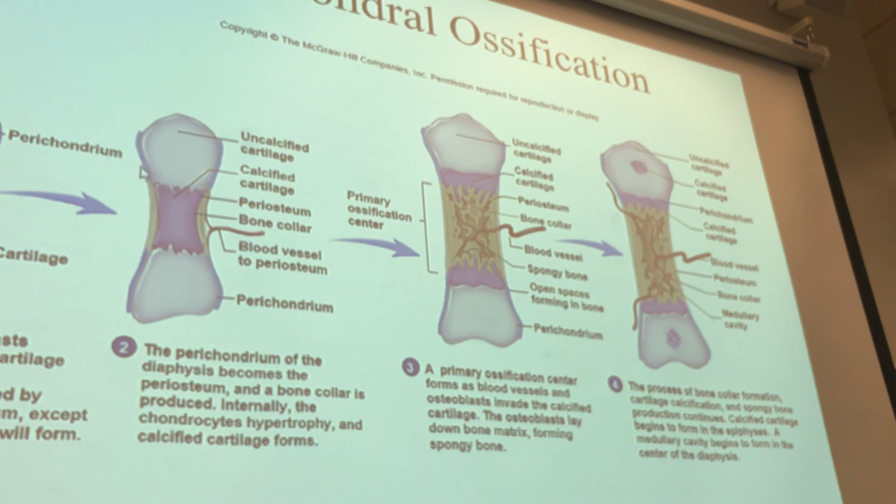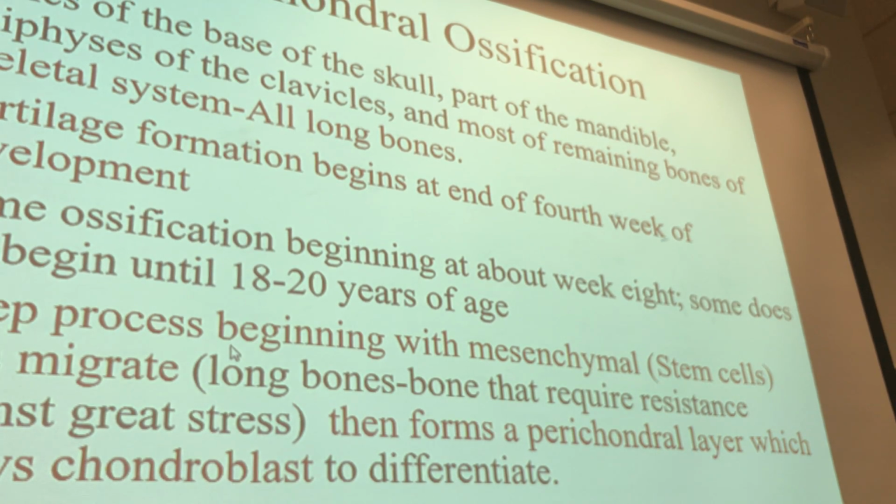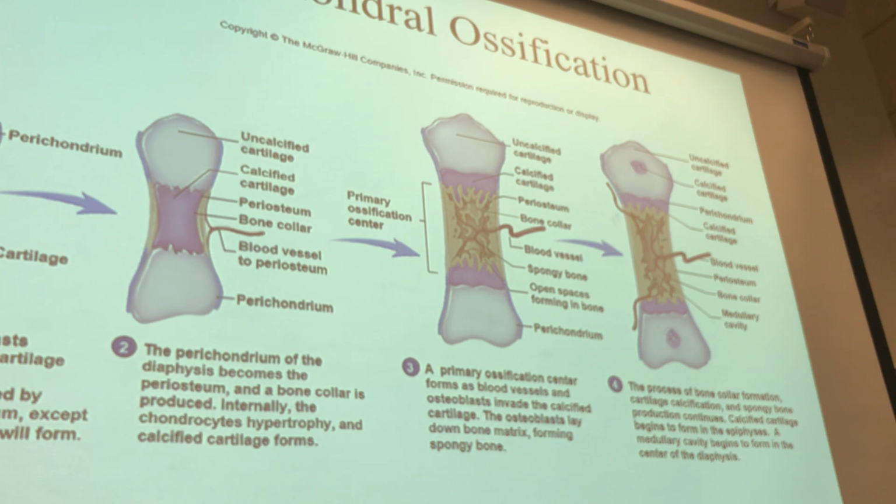So let's see what it looks like right away. So you have these cells, the mesenchymal cells, right? They're going to start to migrate to the site where you actually need the bone. As they migrate to that site, they form this collar on the outside right here. And then those stem cells undergo mitosis to become chondroblasts. The chondroblasts start building up this bone, and now we're going to have the start of our long bone, the template that we're going to use.